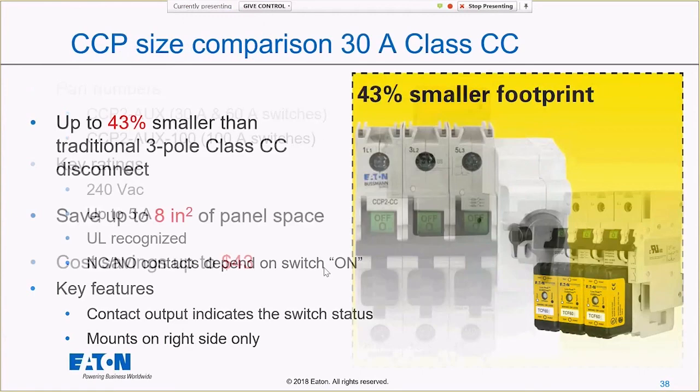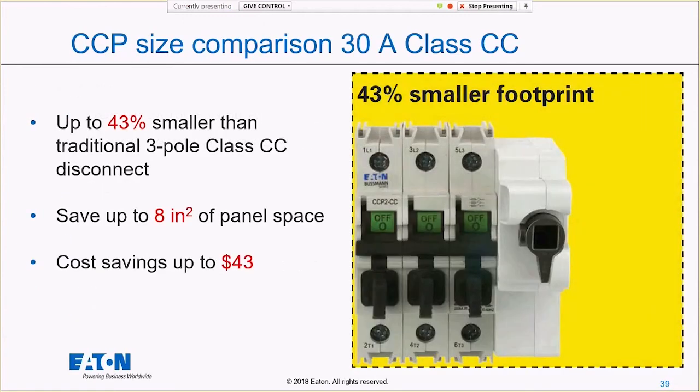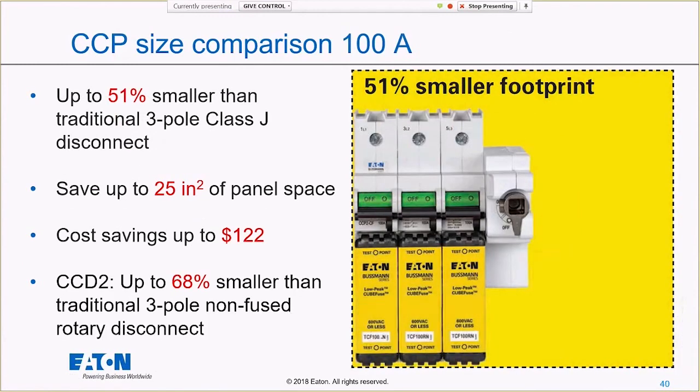There's my size comparison here, right? So 43% smaller footprint than a traditional Class CC disconnect. This cost savings, I believe, is based on $5 per square inch in a panel. So you'll see that cost savings on a couple of these, but $5 per square inch, and some rounding, I think, was here. This is my CCP size comparison for the 100 amp, right? 51% smaller than a traditional 3-pole Class J disconnect. Cost savings, and again, that's not even counting if I'm using multi-wire terminals.